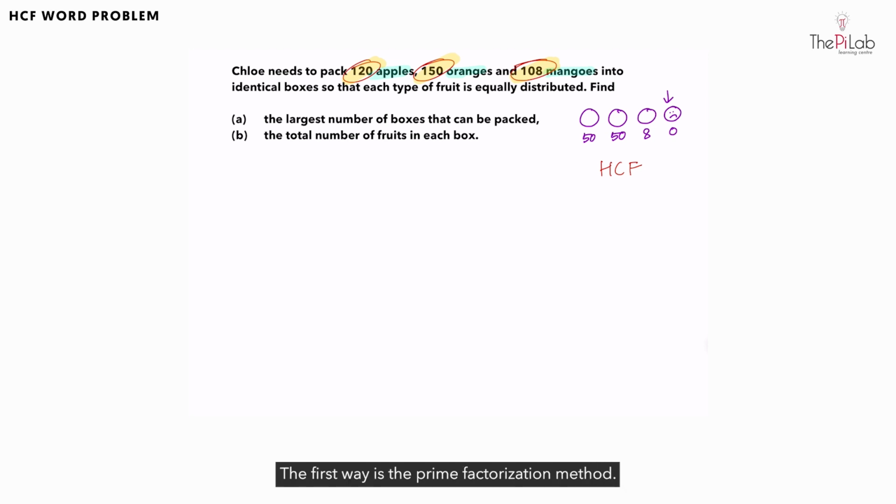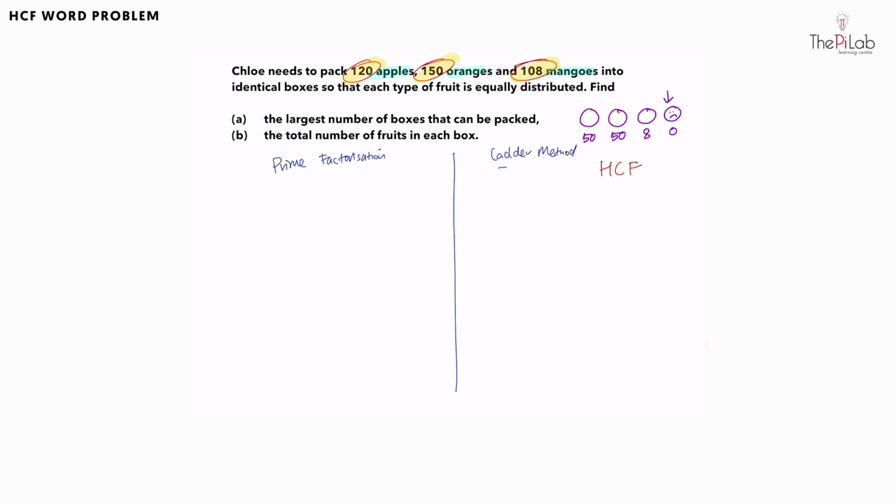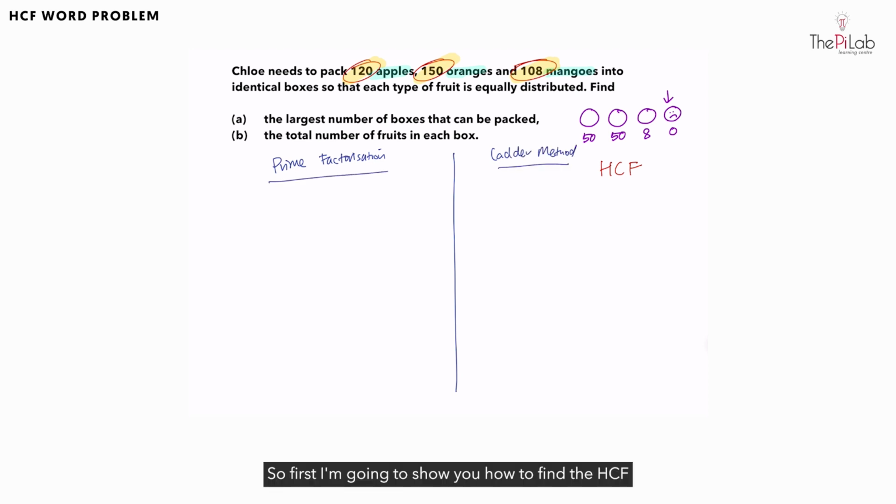The first way is the prime factorization method. Now, what about the second way? The second way would be the ladder method. So first, I'm going to show you how to find the HCF using the prime factorization method. So grab your calculators, write down the 3 numbers, 120, 150, and 108, and break them up into prime numbers.